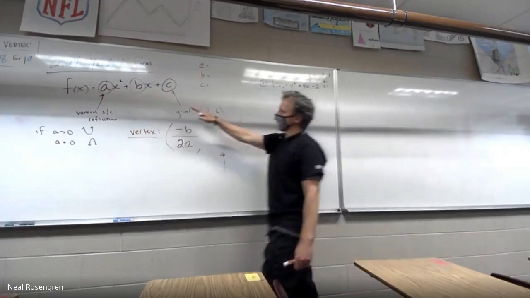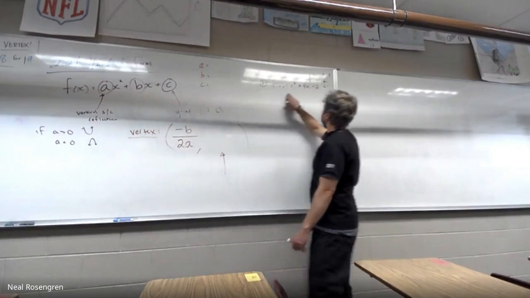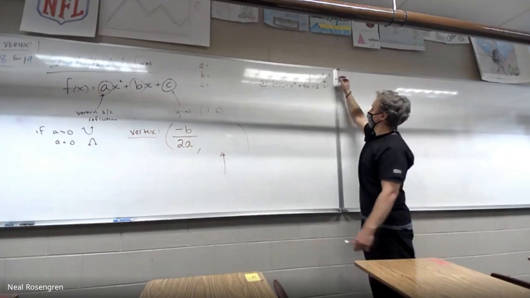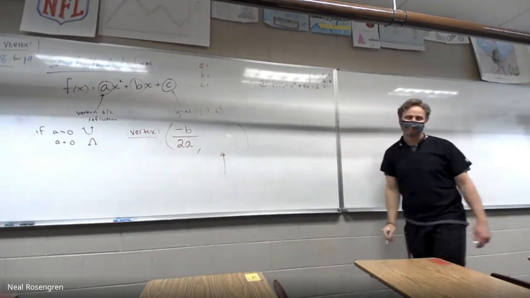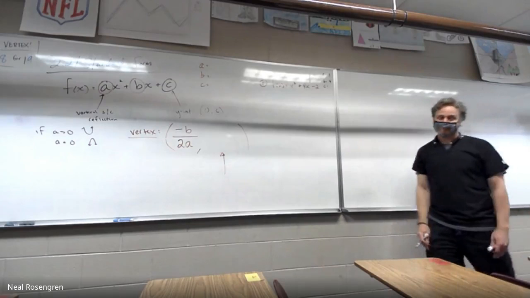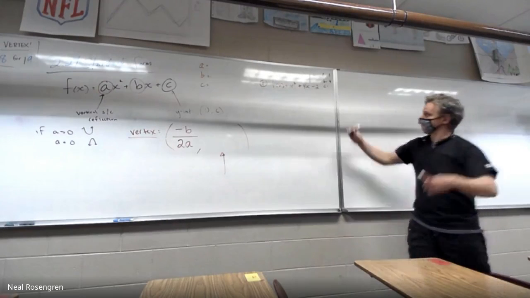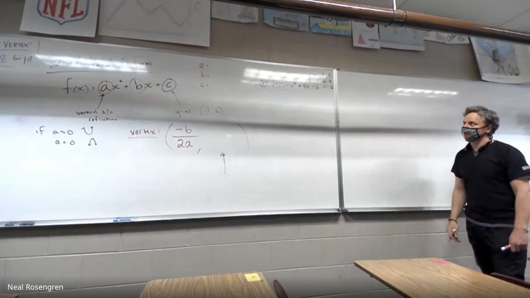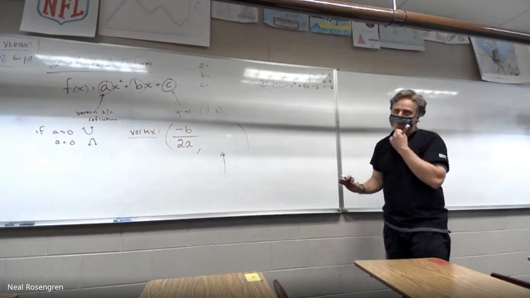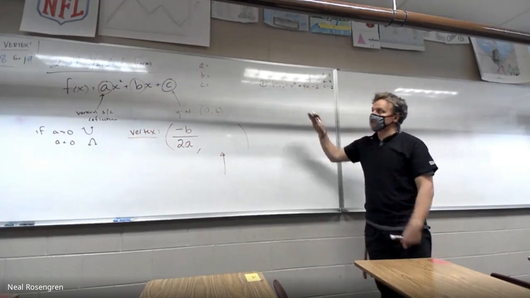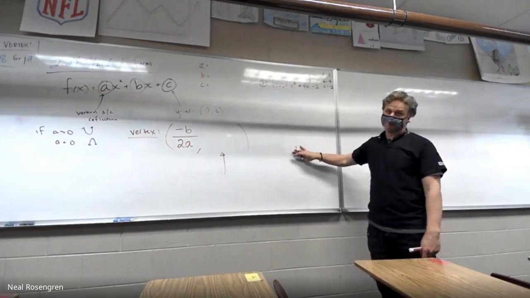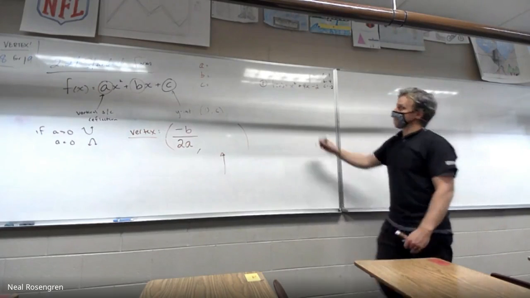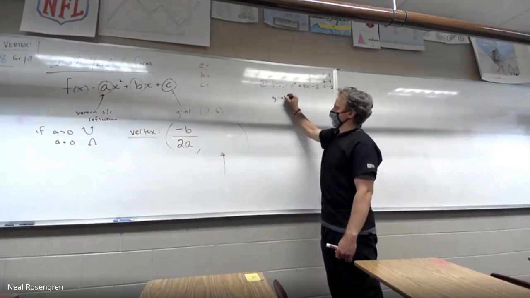B is the number in front of x. So what's that number? 4. Good. And then C is the number at the end. Negative 2. Good. Keeping track of the sign in front. Now, maybe you do that, maybe you don't. That's fine. We're going to use A, B, and C more than just in 2.2. We're going to use it in 2.3. We're going to use it in 2.6. So let's do the easy one first.